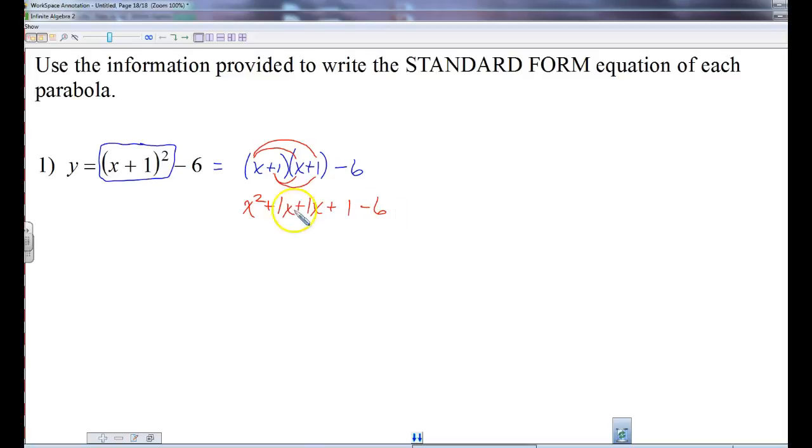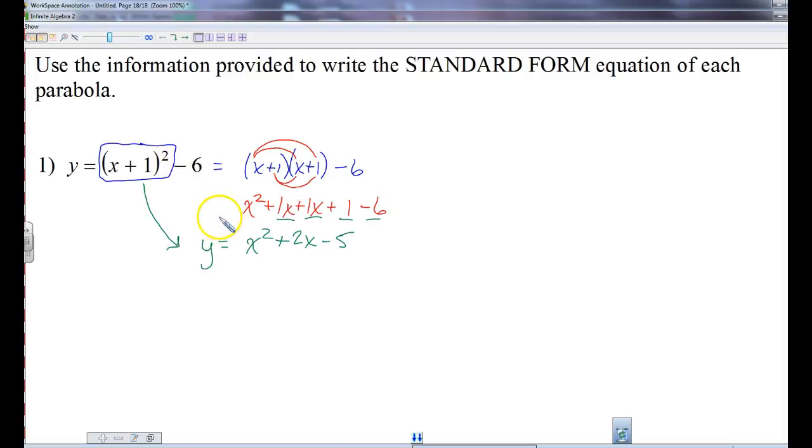And then I still have my minus 6. So combining like terms would give me x squared plus, that and that give me 2x, and then that and that give me minus 5. Look at that. I'm done. I have transformed from vertex form into standard form. That's all there is to it. You FOIL out your binomial, your x plus 1 squared, and then you add or subtract whatever's at the end. Not too bad.